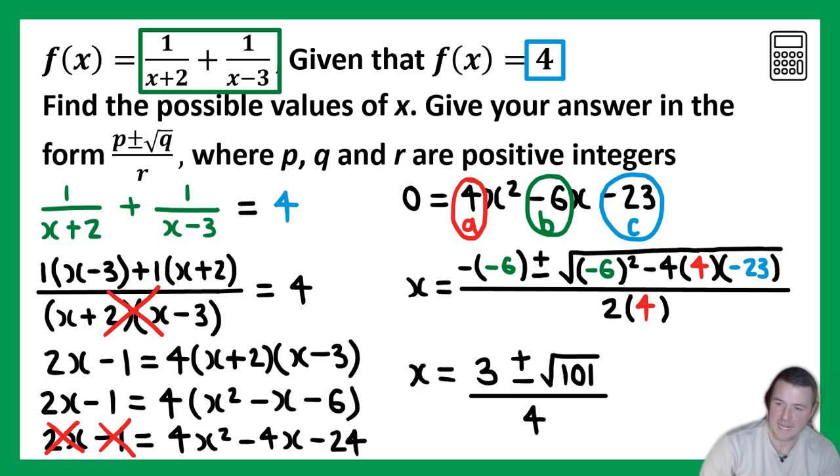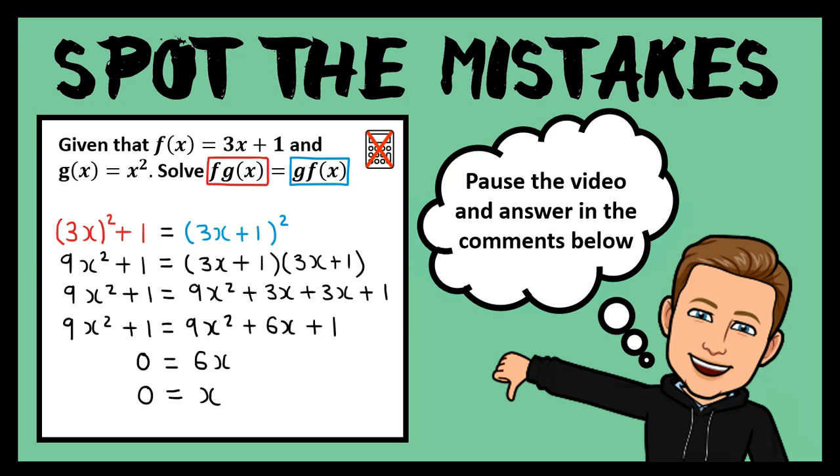When simplifying, x is equal to 3 plus or minus root 101 all over 4. Therefore my value for p is 3, q is 101, and r is 4. Here's a question that I've completed earlier. It appears as though I've made some mistakes. Pause the video and see if you can spot what they are before writing some corrections in the comments below.